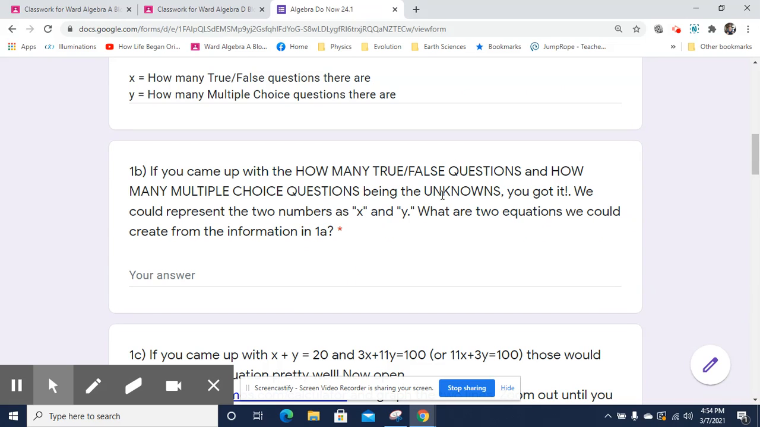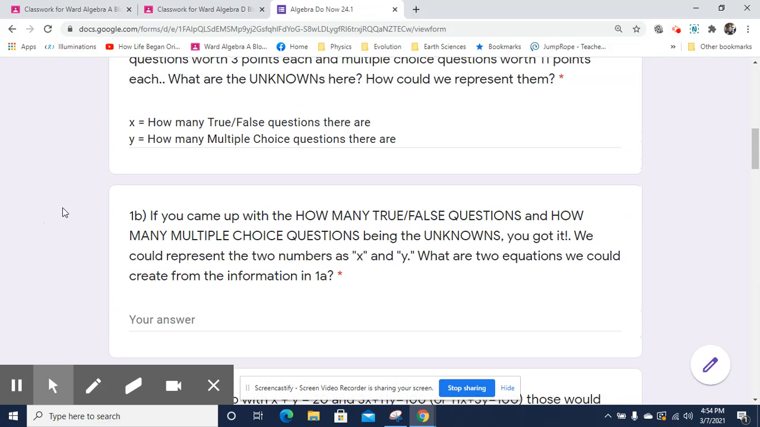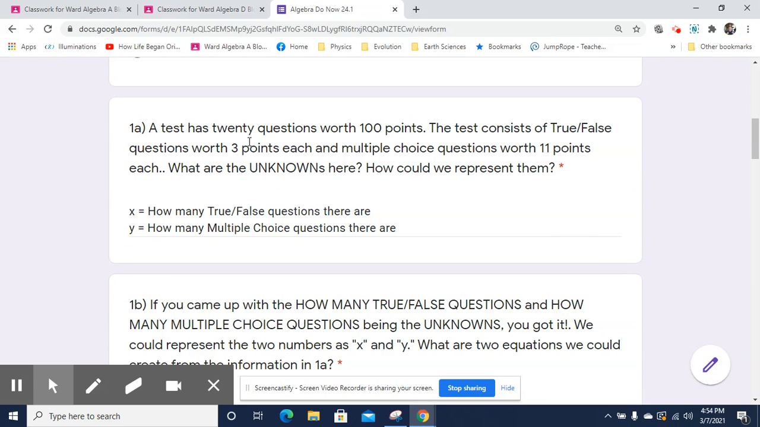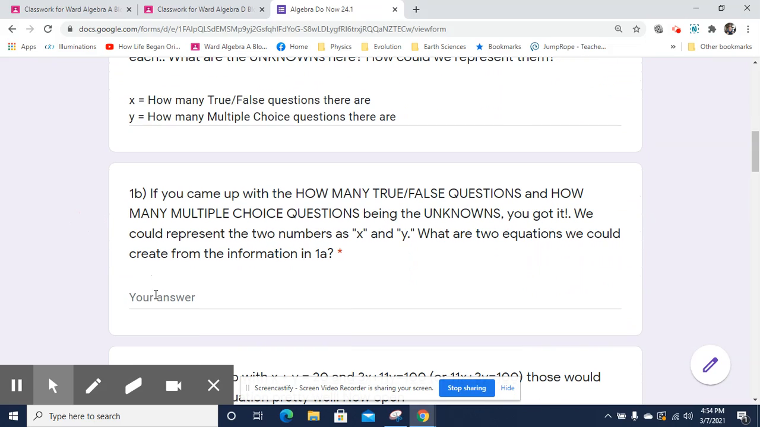Now let's see if we can come up with a couple of equations here. There's one equation that's hidden right here in this sentence, and many people are going to overlook this one because it's so obvious. There are two types of questions, and there's a total of 20. So you have X true-false questions and Y multiple-choice questions, and together that's 20 questions.